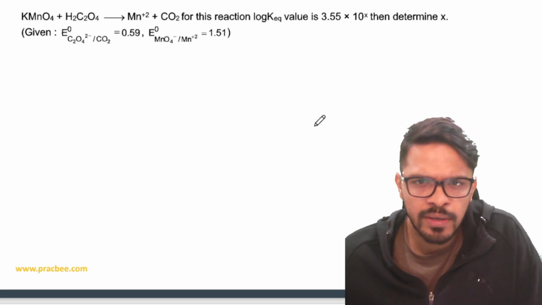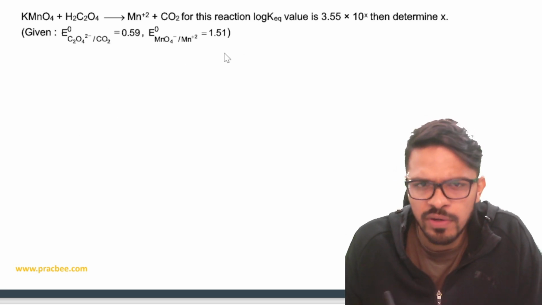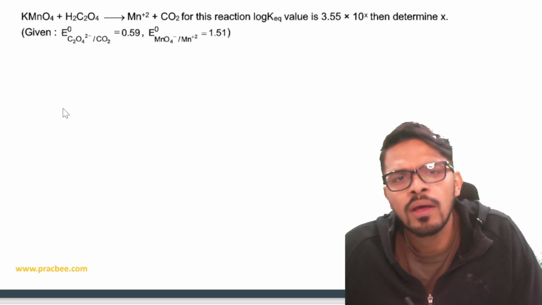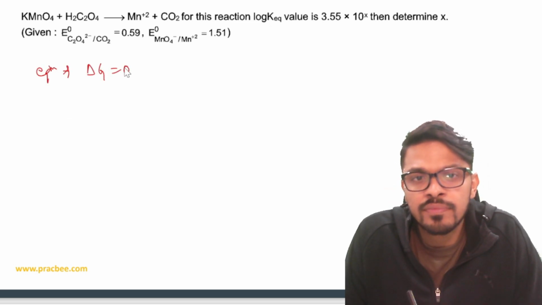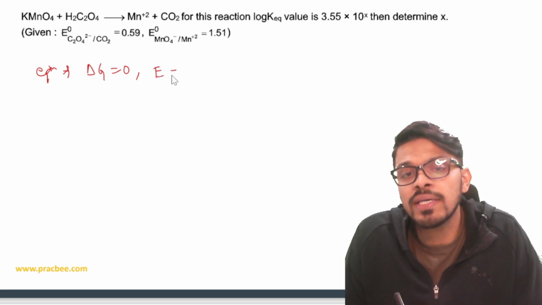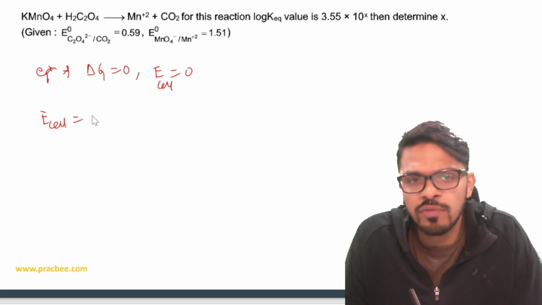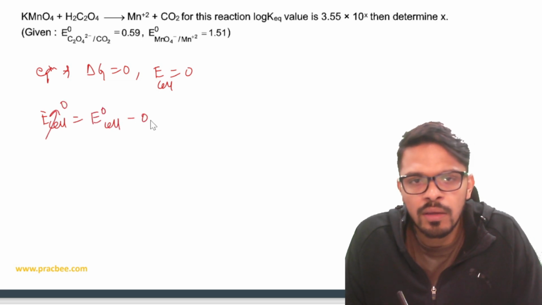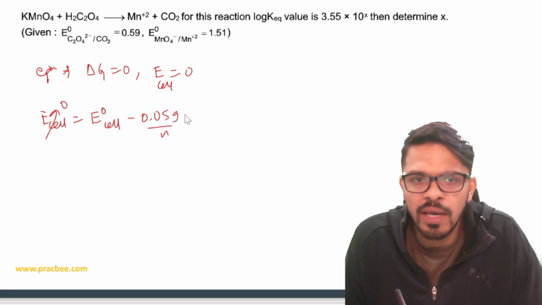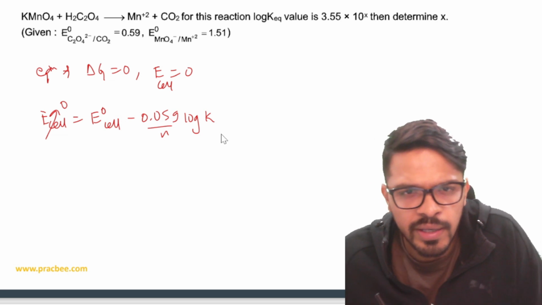We need to determine the value of log K itself. So log K is not given, we need to determine log K. Since we are at equilibrium, we know delta G is 0. We also know E of cell is 0, and through the Nernst equation, E of cell is E naught of cell minus 0.059 by n log of Q, or at equilibrium I'll write it as K.